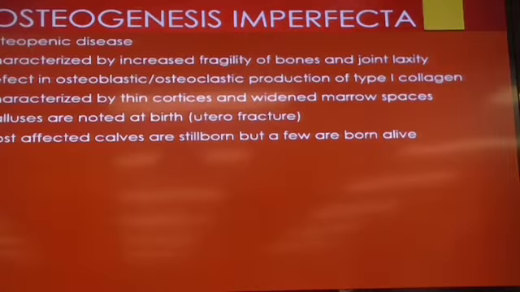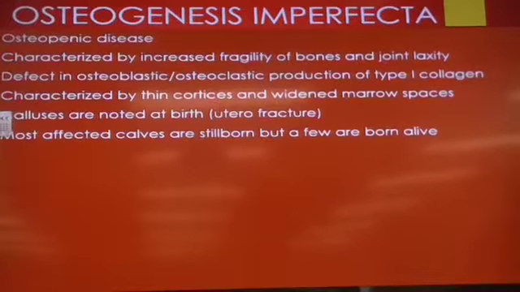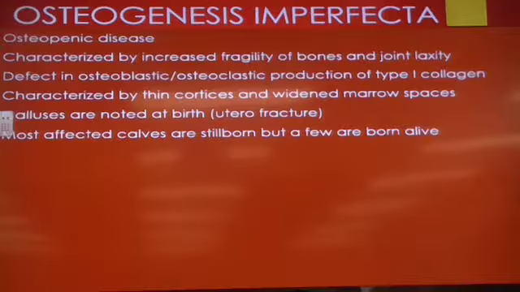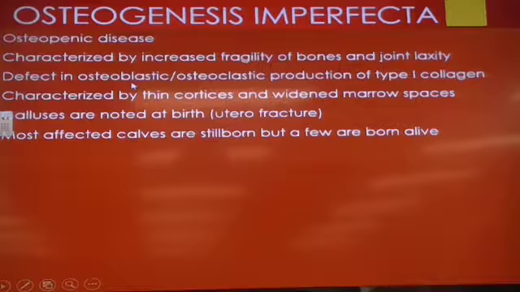All right. Speaking of osteogenesis imperfecta, this is an osteopenic disease. So what does osteopenia mean? Loss of bone density. Yes, loss of bone density. And so if we have loss of bone density, we're going to have increased fragility of bone and joint laxity. It's caused by a defect in your osteoblastic production of type 1 collagen. This is important to know. I usually don't ask about genetic defects, but it's important to realize why we have this. So we see thin cortices and wide narrow spaces.